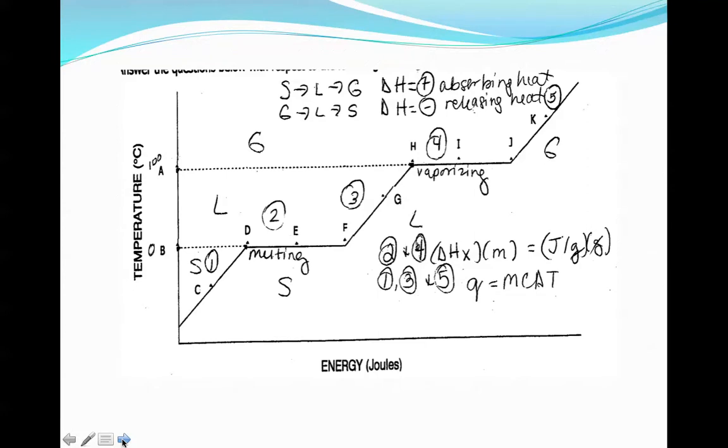Then to go through my phase change, I'm going to use the heat of fusion times my mass. Okay. Then to go to 85 degrees Celsius in the liquid phase, I'm going to use Q is equal to MC delta T.